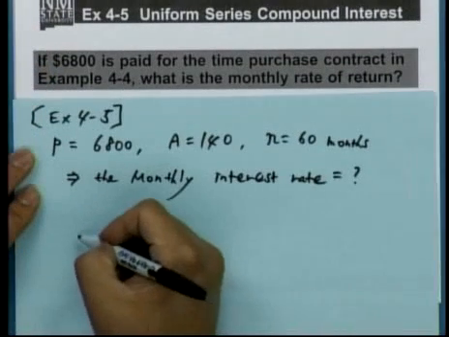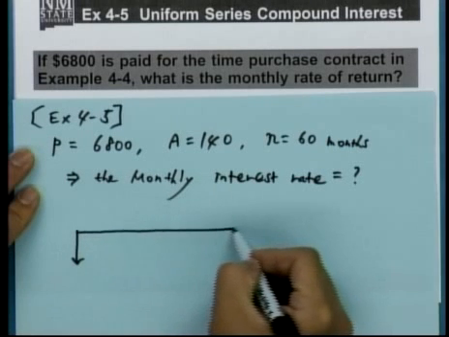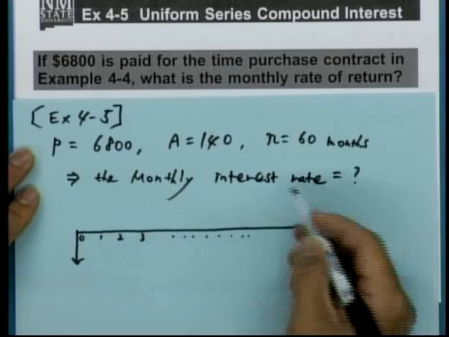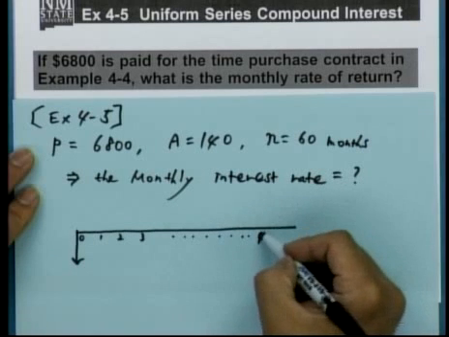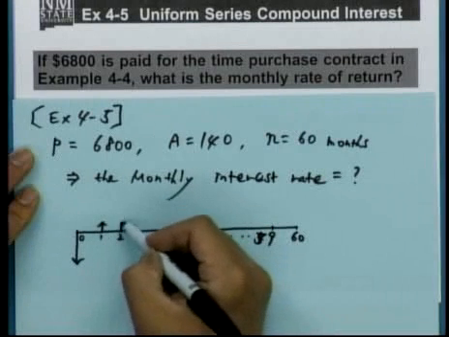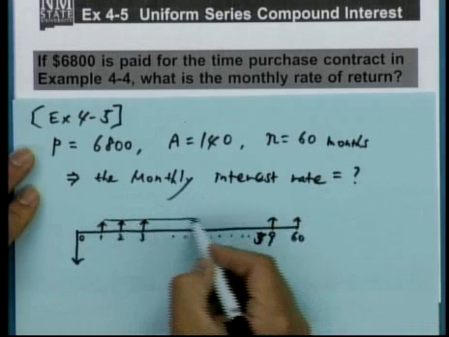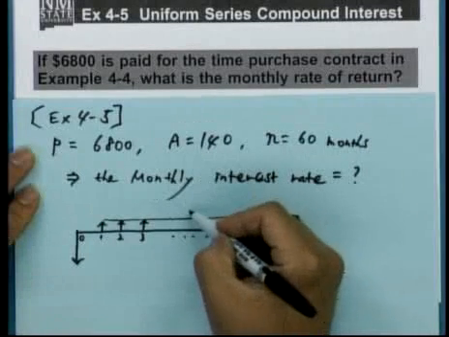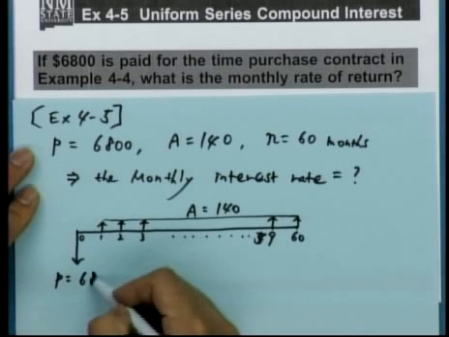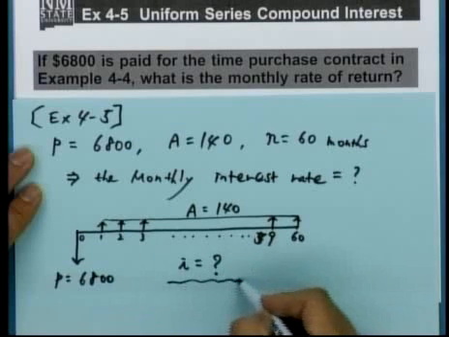Okay. So the cash flow diagram would be very similar to Example 4-4, right? 0, 1, 2, 3, sorry, 59 and 60. And the uniform series of 140. P is given as 6,800. Now we want to know the monthly interest rate here.